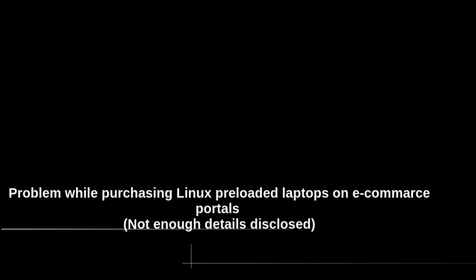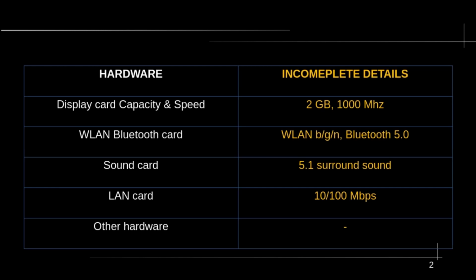When I try to find a new Linux preloaded laptop on an e-commerce website or manufacturer's website, they don't disclose all the specifications which we need. Correct me if I am wrong. What they declare is something like this. Now they declare more details about the graphics card, but the rest of the details are like this. As per my assumption, users need more information than that.